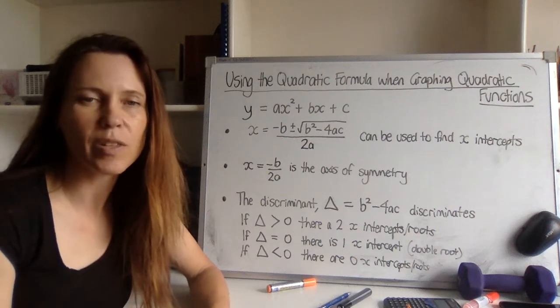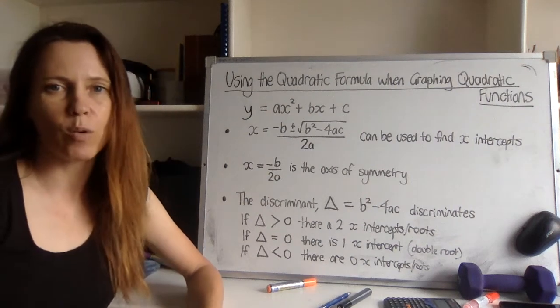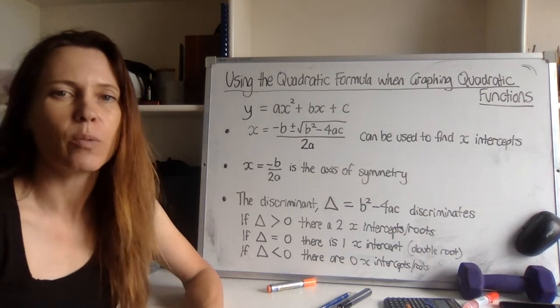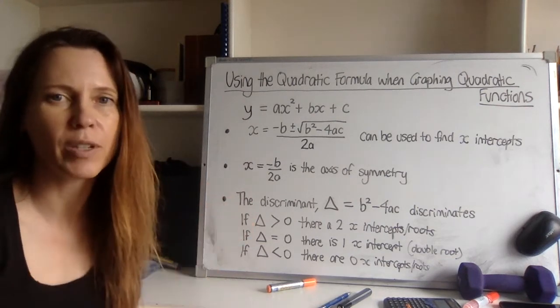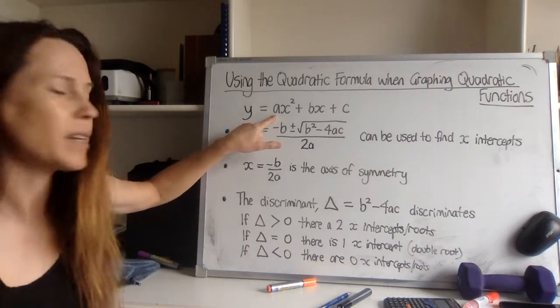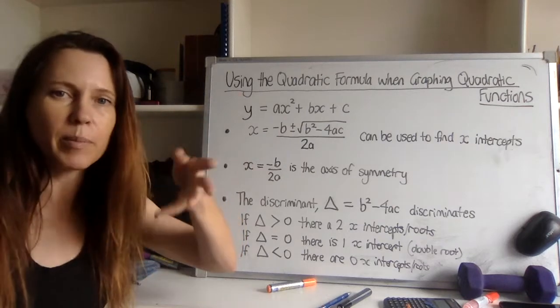Let's have a look at how we can use the quadratic formula when we're graphing our quadratic functions. Now, we've already got quite a few skills that we can throw at these things. We learnt those 5 steps in our first lesson on this. We can look at a and see whether it's positive or negative. That tells us if our parabola is upright or upside down.